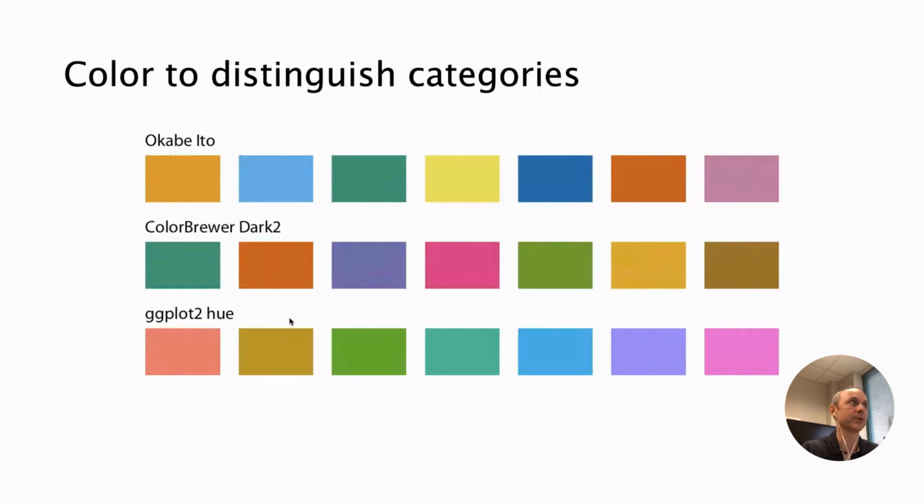So for example, you want to distinguish categories. Then you need a color scale that can do that. And what I'm showing you here is 3 different color scales. First one is the Okabe-Ito color scale. That's a color scale that I really like, that I'm using in my book throughout. The colors are relatively easy to distinguish for people with color vision deficiency, color blindness. So that's why I like to use that.